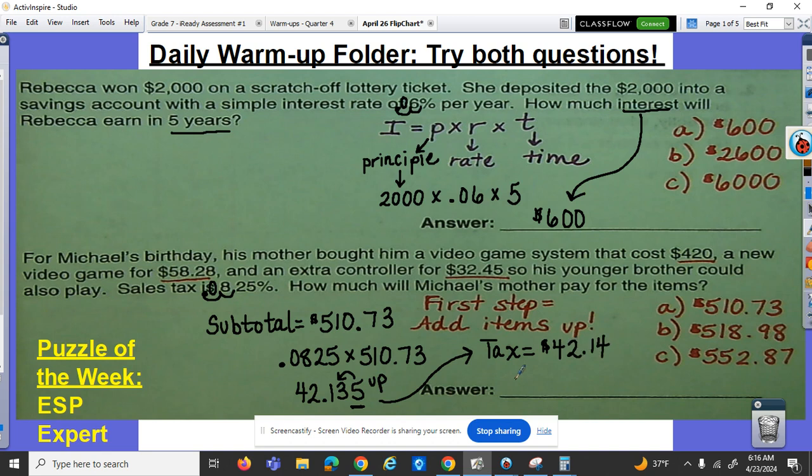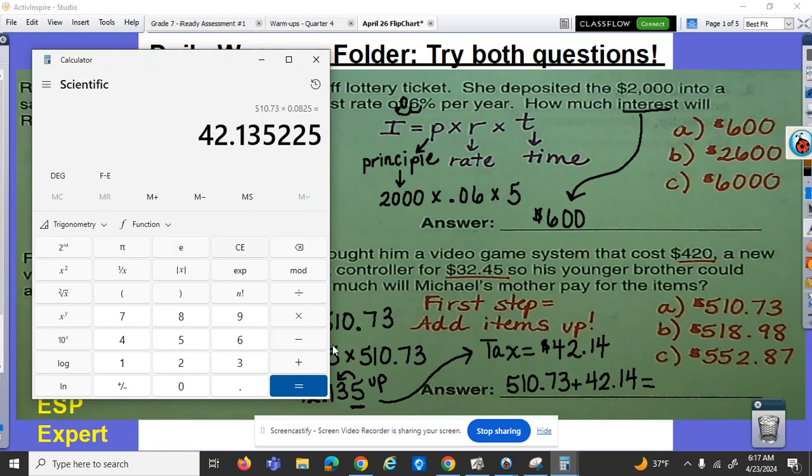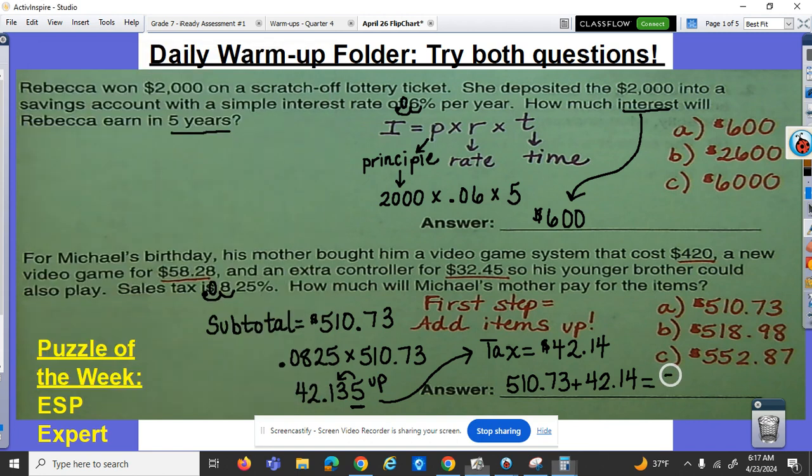Okay, remember, tax makes us pay more, so let's add both of those together to get our grand total. All right, grand total is letter C there, 552.87.